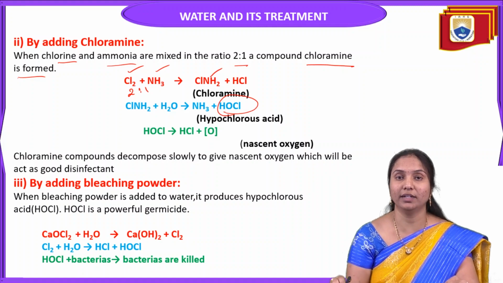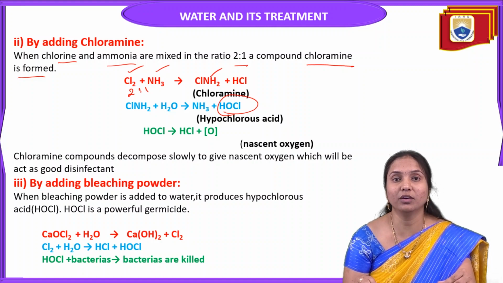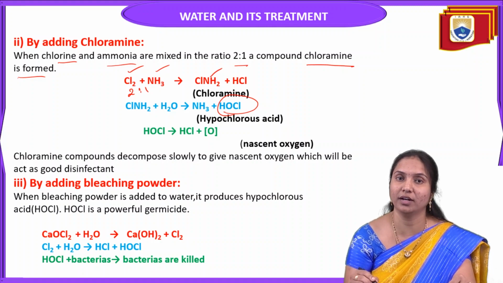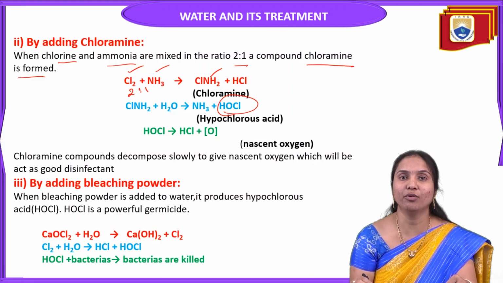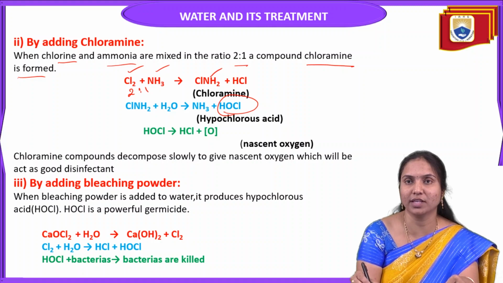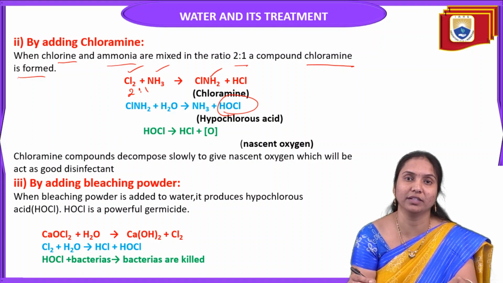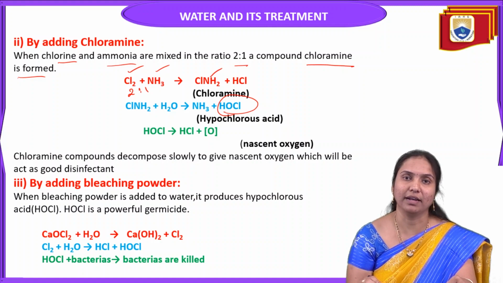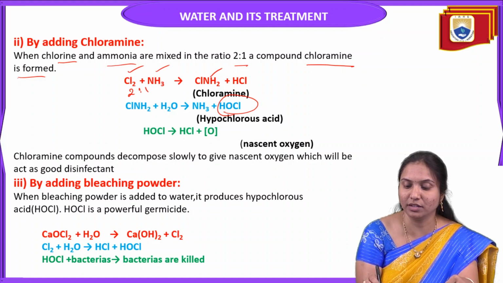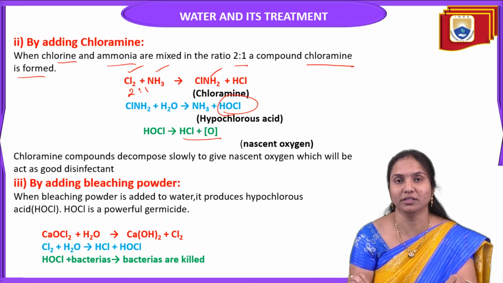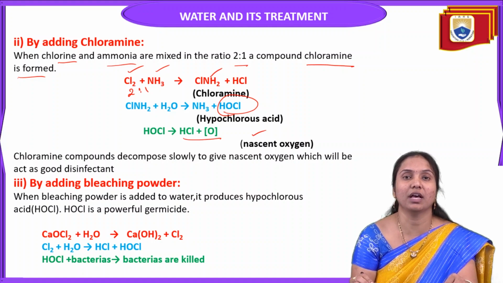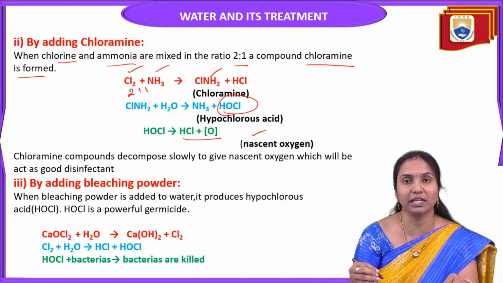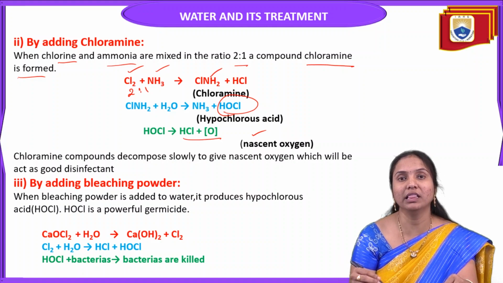If chlorine is added in the form of a chloramine combination, chlorine and ammonia taken in a 2:1 ratio are added to this water. Chlorine and ammonia combine to form chloramine. This chloramine reacts with water and produces hypochlorous acid, which we know acts as a powerful disinfectant. It reacts with bacteria and kills them. Or otherwise, hypochlorous acid decomposes into HCl and nascent oxygen, and this nascent oxygen is also a more powerful disinfectant than ozone. So the hypochlorous acid and nascent oxygen react with bacteria present in water and kill them.